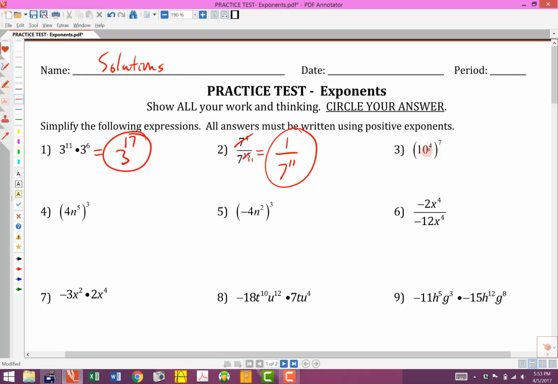And then we have a power raised to another power. So remember, the base is going to stay the same here, and when we have a power to a power, we actually multiply those. So we get 10 to the 28th. We'll continue on down here.